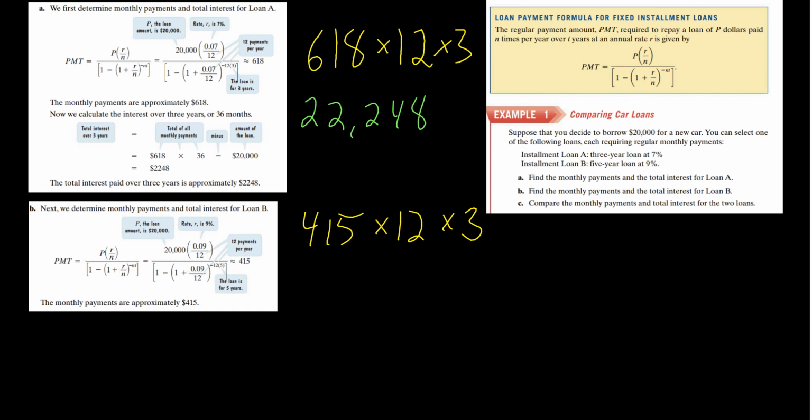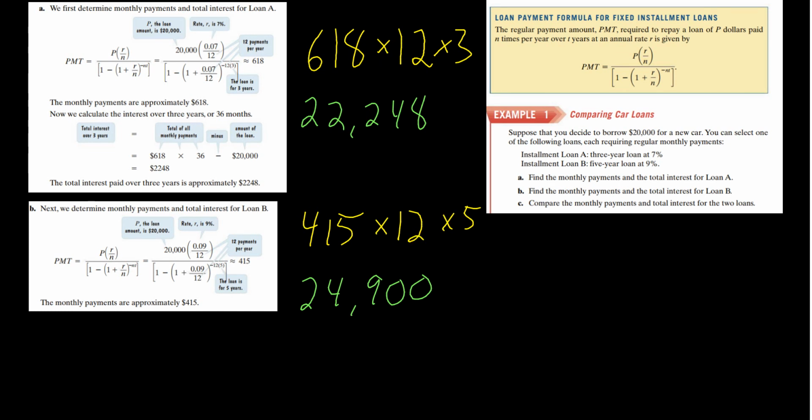All right, and let's do the other one. So 415 times 12 times 3. Oh man, no, it's times 5. I'm messing this up big time. Sorry, because this is a 5-year loan. It's $24,900. And real quick, just to recap, I did times 3 the first time because the first one was a 3-year loan, and the second one was a 5-year loan.